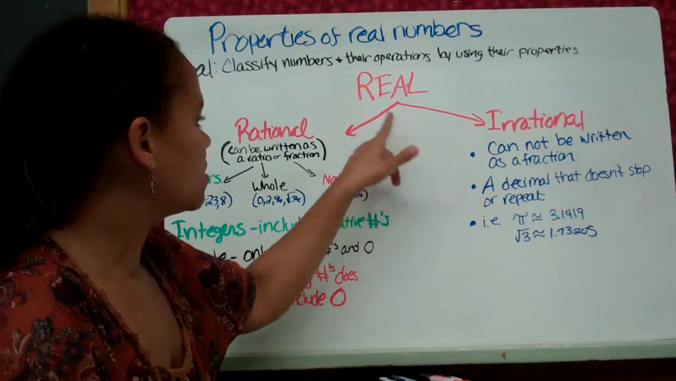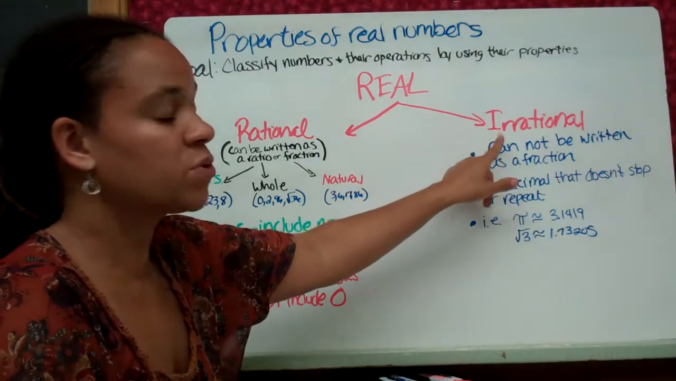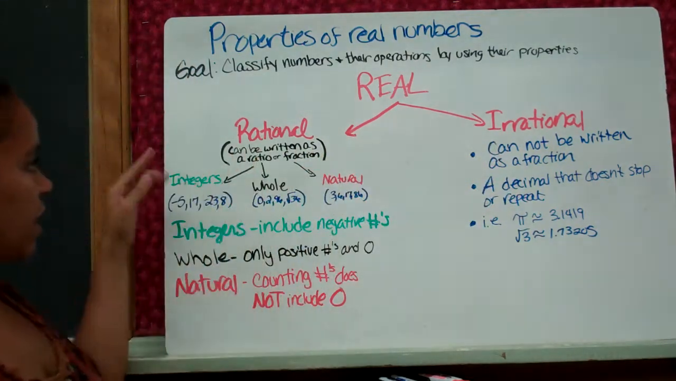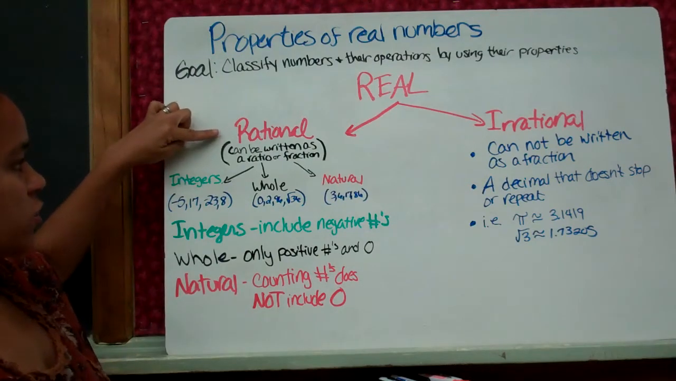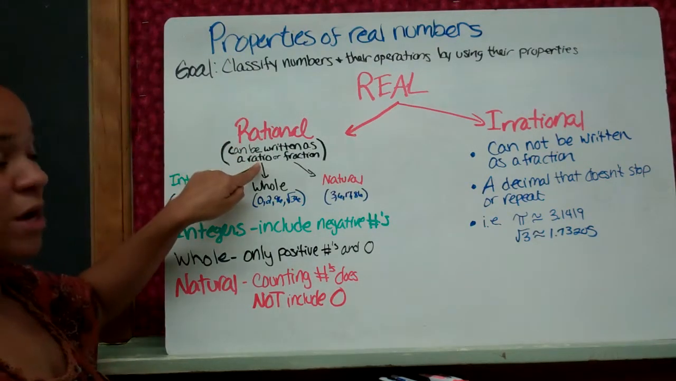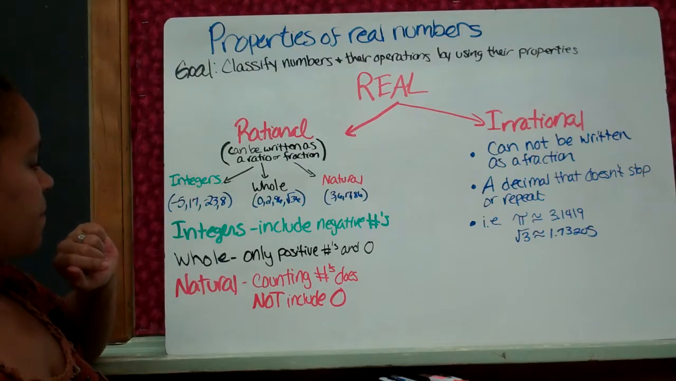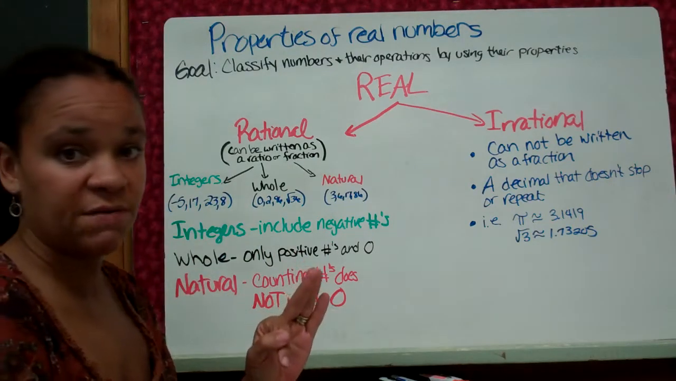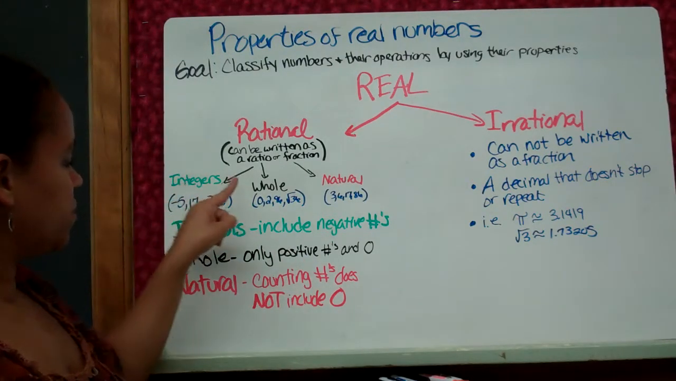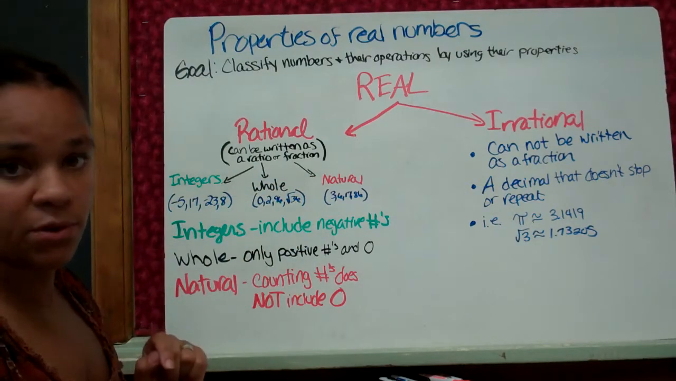So our real numbers can be broken down into rational numbers or irrational numbers. When we look at rational numbers, because of the word, they can be written as a ratio or a fraction. These can be broken into three different types. We have integers, whole numbers, and natural numbers.